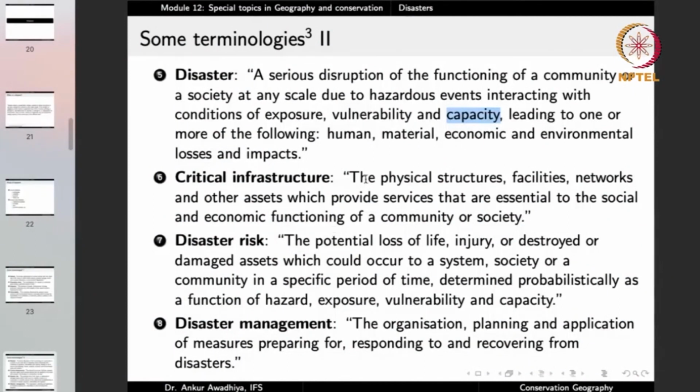Now, critical infrastructure is defined as the physical structures, facilities and networks and other assets which provide services that are essential to the social and economic functioning of a community or society. So critical infrastructure consists of all of those structures that are essential to the social and economic functioning of the community or society. And whenever you have a situation of disaster, we need to ensure that the critical infrastructure is protected, or if it is not protected, then it is rebuilt as soon as possible, because it is critical for the functioning of the society.